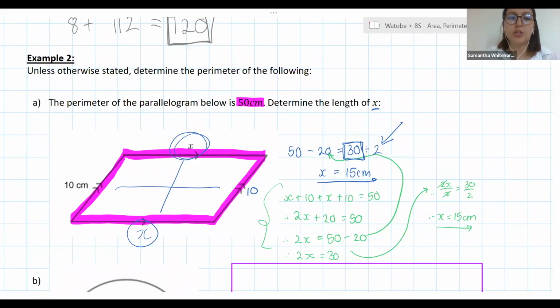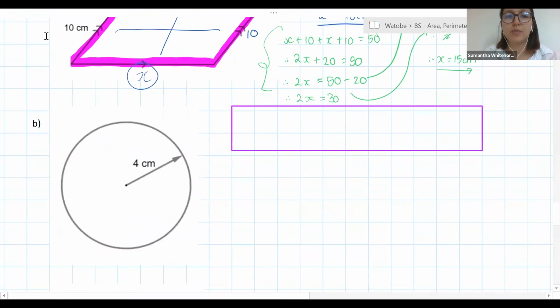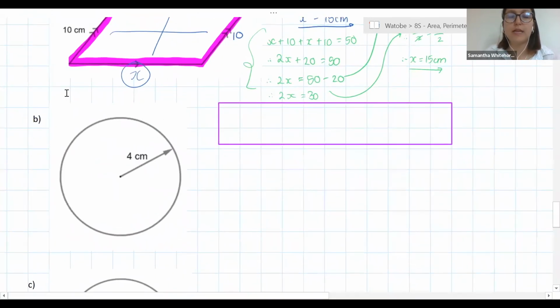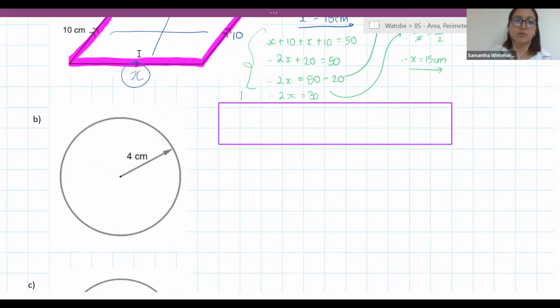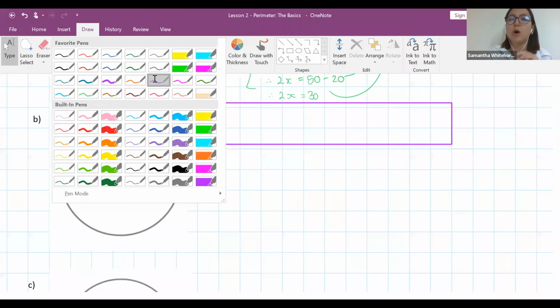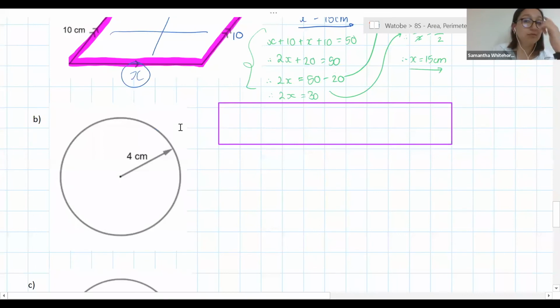Right, let's have a look. So our next shape that we're going to chat about is a circle. Now, you don't have to raise your hands, just put it in the chat. Does anyone know, or can anyone tell me what we call the perimeter of a circle? I might have just given it away, but it's fine. What do we call the perimeter of a circle?